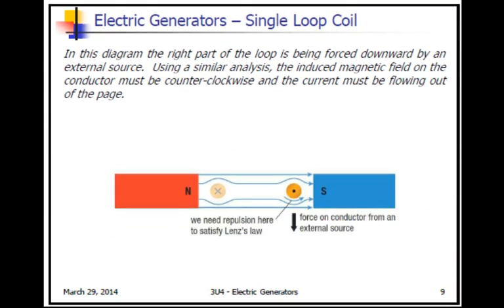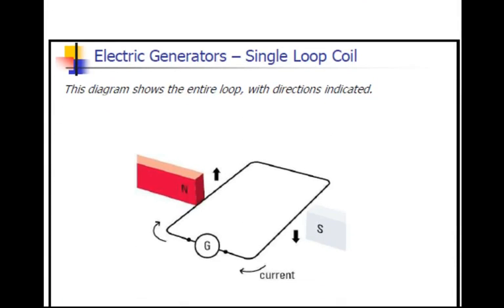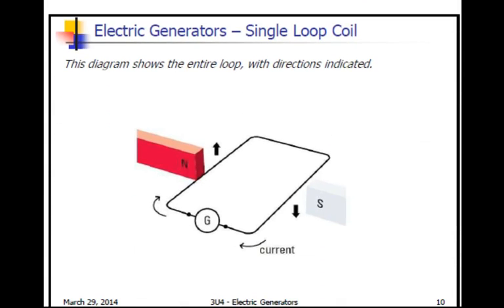Because it's moving through a magnetic field, we now have a current being generated through Lenz's law. So in the diagram, the right part of the loop is being forced downward by an external source. Using a similar analysis, the induced magnetic field on the conductor must be counterclockwise, and the current must be flowing out of the page. So here we show an entire loop, and the directions that it moves are shown. The current will be induced in the direction shown.